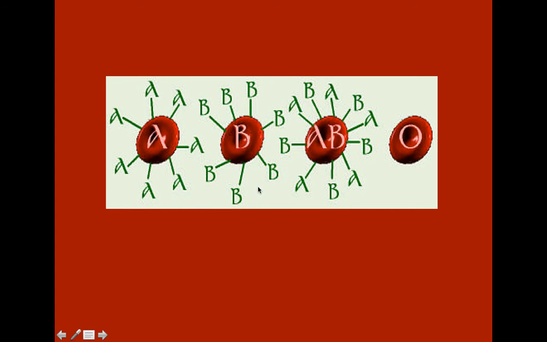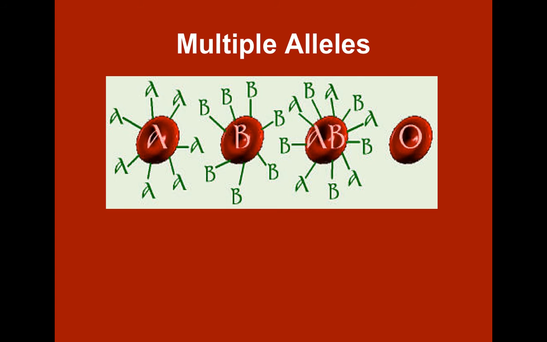This one here, we have some blood cells. So we have A here with A on the surface, B here with B on the surface, AB with both, and O with neither. This is multiple alleles because I have an A allele, a B allele, and an O allele. So we have more than 2 that are involved.